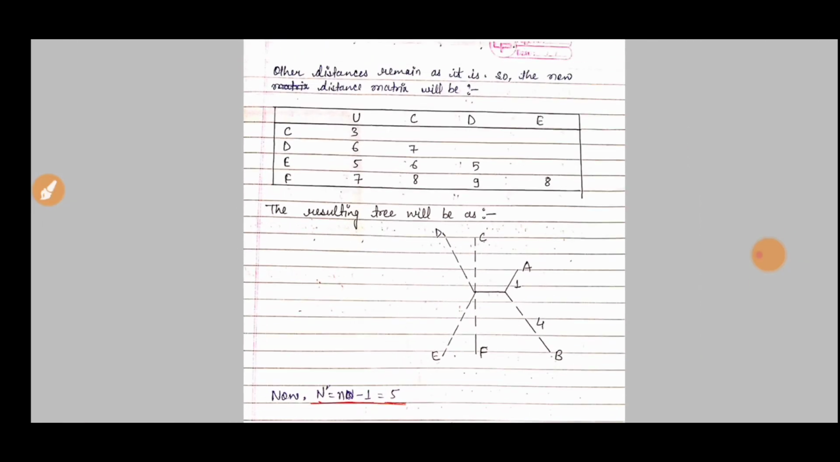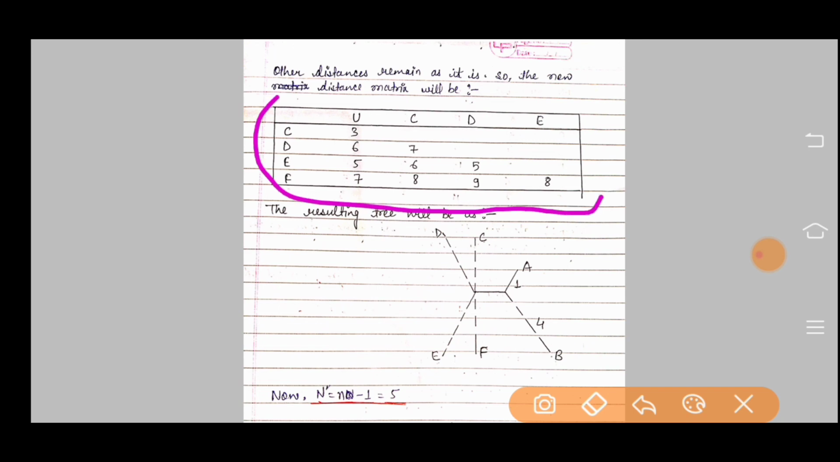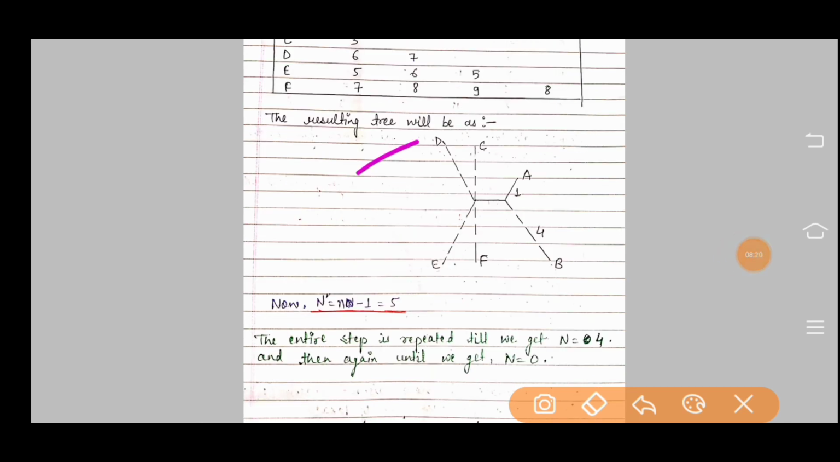Now other distances remain as they are, so the new distance matrix will be like that. Here we have filled the matrix with 3, 6, 5, 7 and the other distances remain as they are. Now the resulting tree will be like that. Here you can put U as a single node, and here we have A, where the distance between A and U is only 1 and between B and U is 4. So B is far away from U and A is nearer to U.